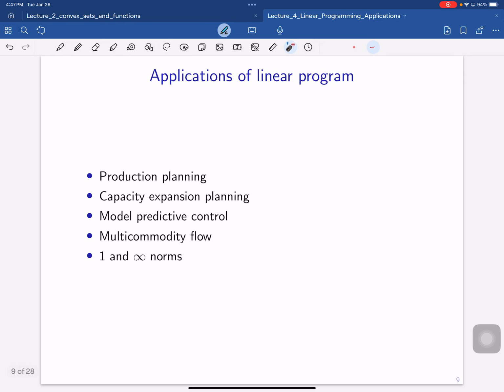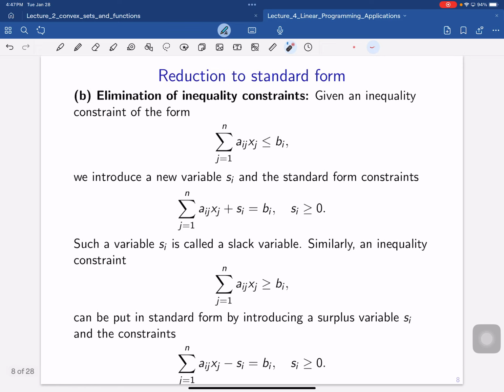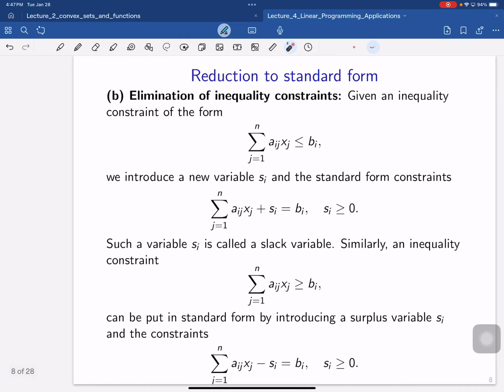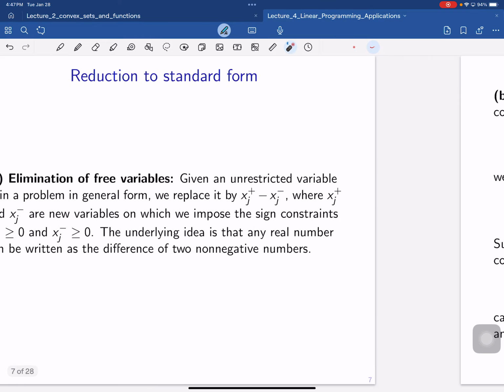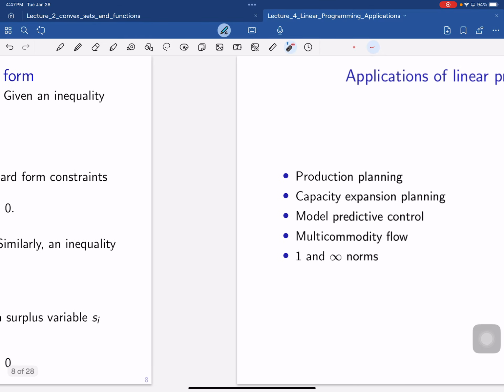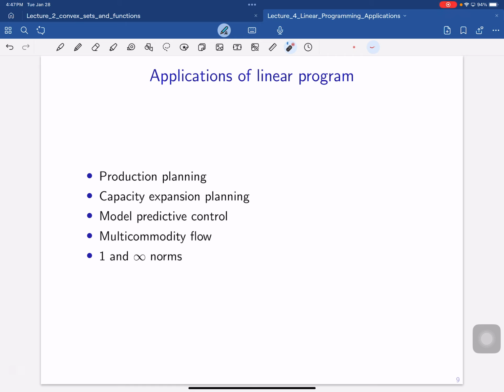So with that, you can convert any linear program into standard form. Because, following these two steps, any linear program can be represented using inequalities, and then the inequalities are converted to the standard form. All the variables are greater than or equal to 0, and you eliminate the free variables. Okay. So with that, we will talk about a few applications of linear programs.